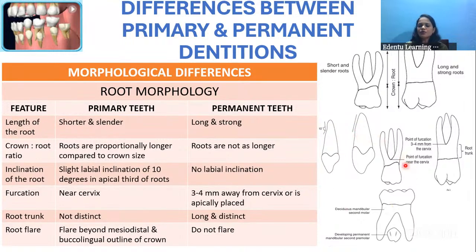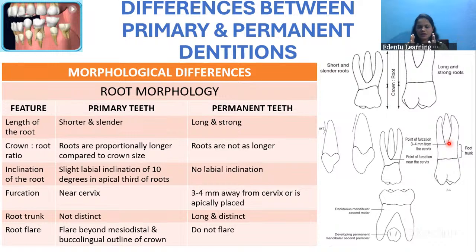Now if you look at the furcation, this is the multi-rooted tooth and this is the furcation area, the junction of the multi-rooted tooth. This furcation area is very close to the cervical line in the case of the primary tooth. See, this is the cervical line and this is the furcation area. It is very much close. Whereas if you look at the permanent tooth, you can see the difference here. There is a 3 to 4 millimeter difference between the cervical line and this furcation area.